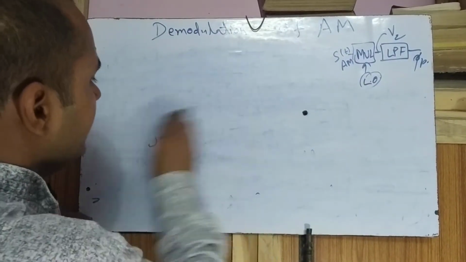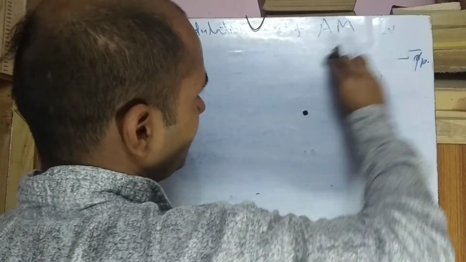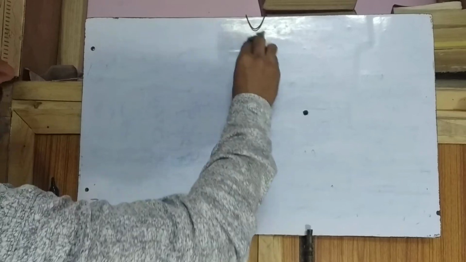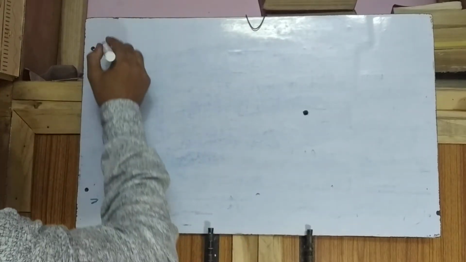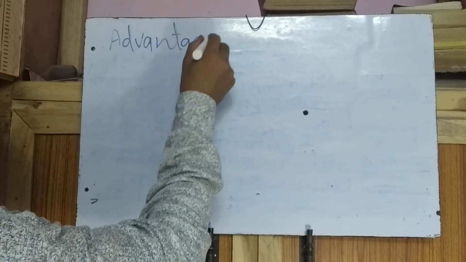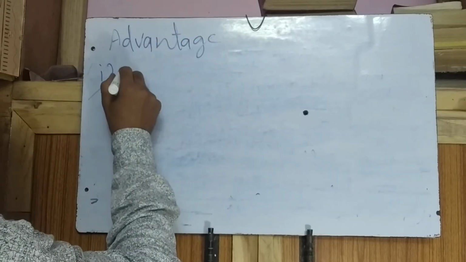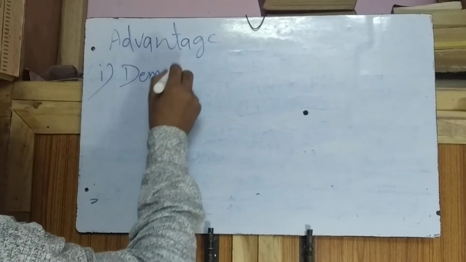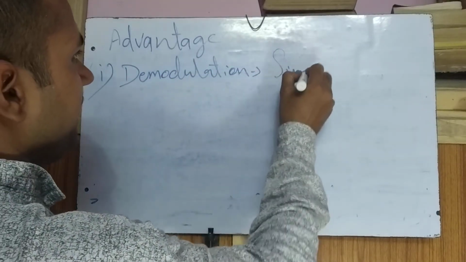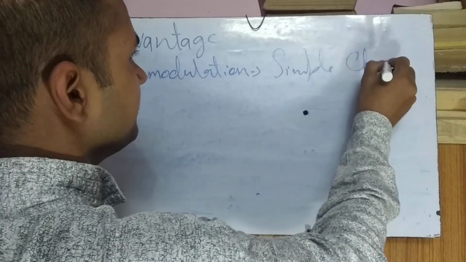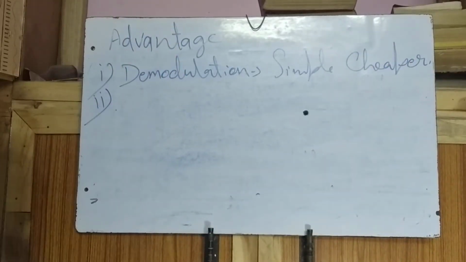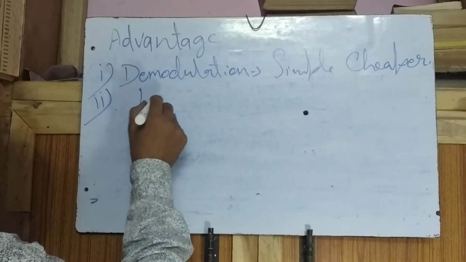What are the advantages and disadvantages of AM? The advantage is its demodulation is simple and cheaper, right? Second, it is used for long distance communication.